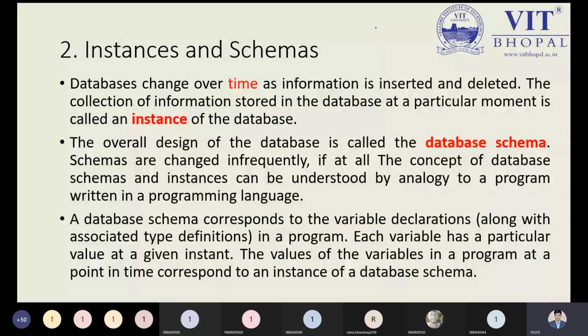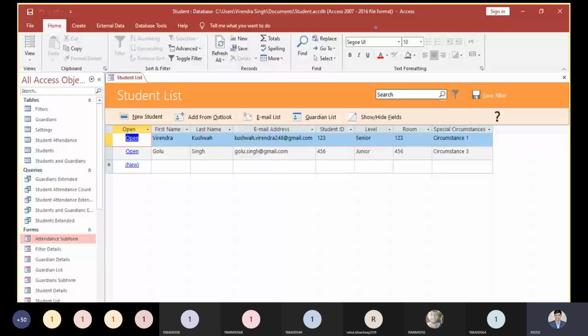Here I have a real example through MS Access, a very simple tool I'm using right now for explanation. I just created a student record. In this student record, I have a few fields: first name, last name, email address, student ID, level, which means junior or senior, a room number in which the student has to take the class, and special circumstances, or we can say special category, of what she or he will be.